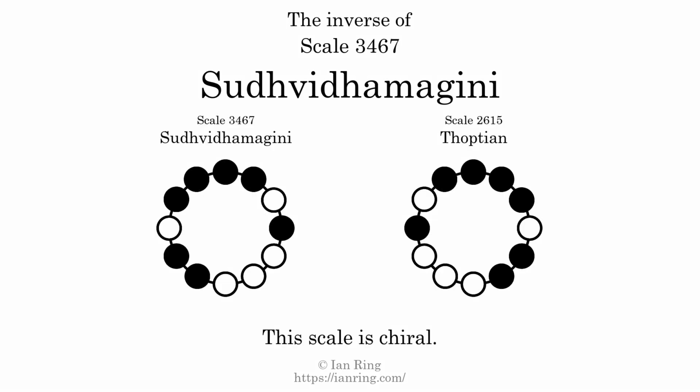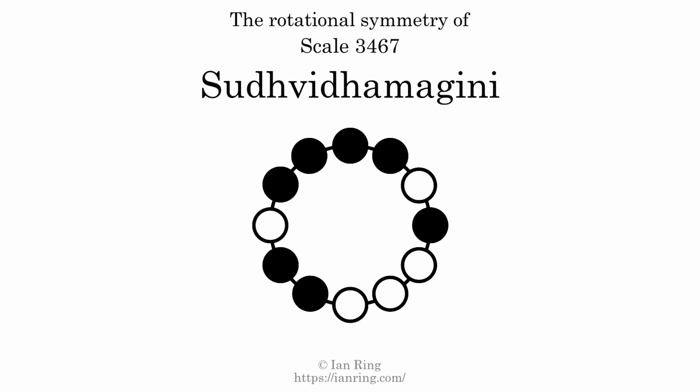The inverse of a scale is a mirror image. It is what you get when the sequence of intervals is reversed. The inverse of this scale is scale 2615, also known as Thoption. This scale is chiral. It cannot transform into its inverse by rotational transformation. This scale has no rotational symmetry.